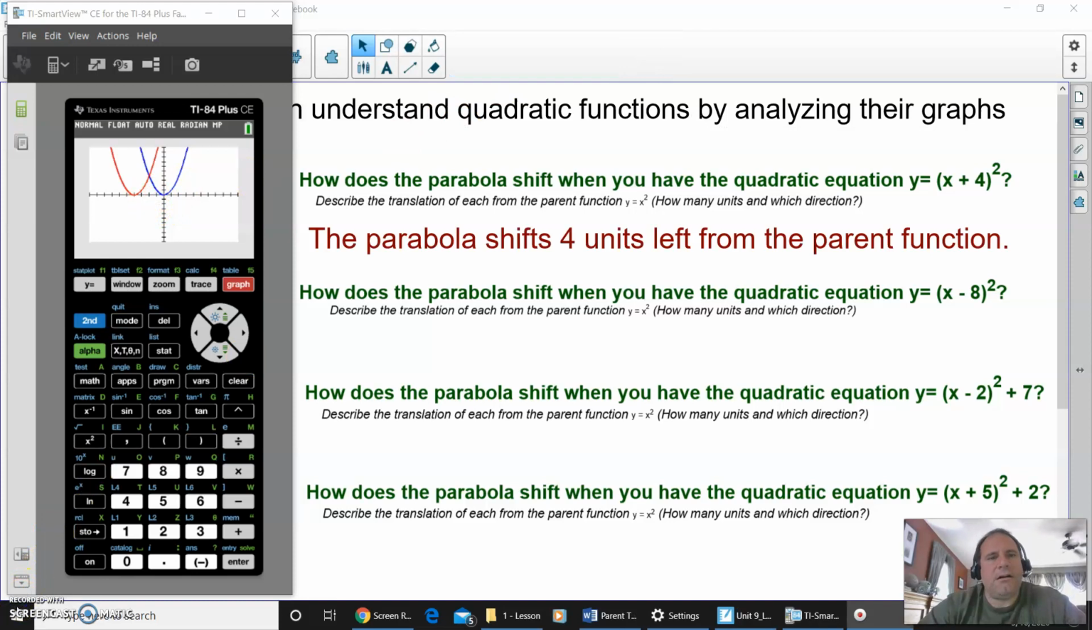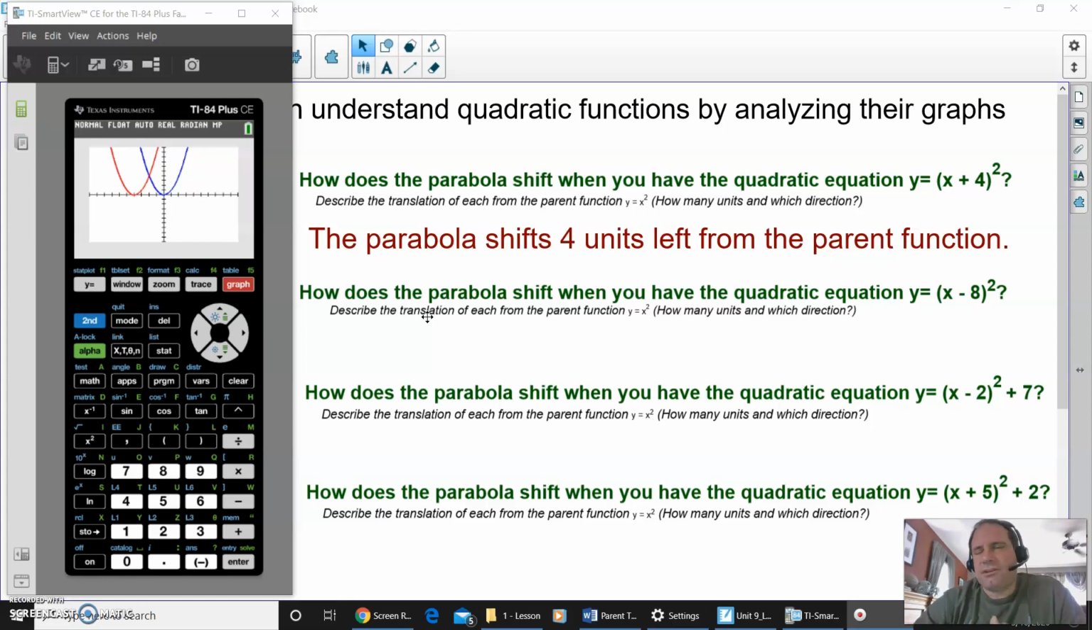So you could see that I do have the answer down, the parabola shifts 4 units to the left from the parent function. You could tell from my calculator on the left side of your screen that it will shift 4 to the left. And that x plus 4 inside the parenthesis, I want you to realize that that means to the left 4 on the coordinate grid. For the second question, how does the parabola shift when you have a quadratic function y equals, in parentheses, x minus 8 squared?